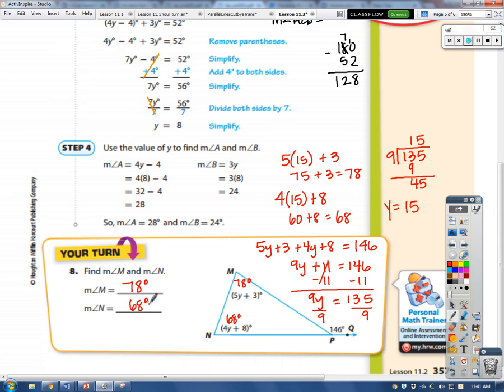We could determine this angle, of course, by subtracting this measure from 180, and that would give us this because this is a straight angle. And so that's kind of what you're going to be doing in this assignment, is determining missing angle measures, either exterior, interior, using what we know about the measurements of the interior angles of triangles.